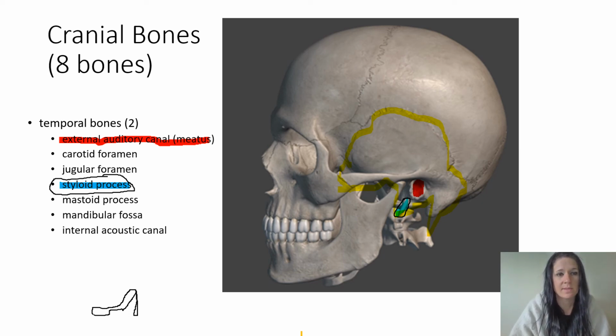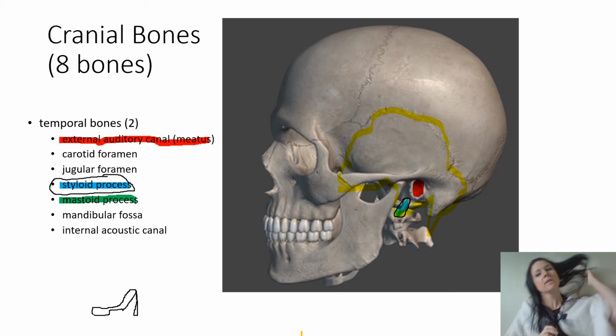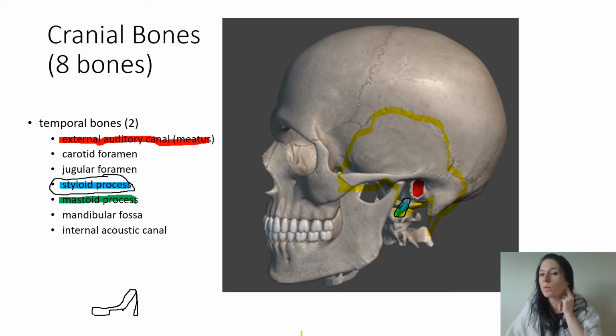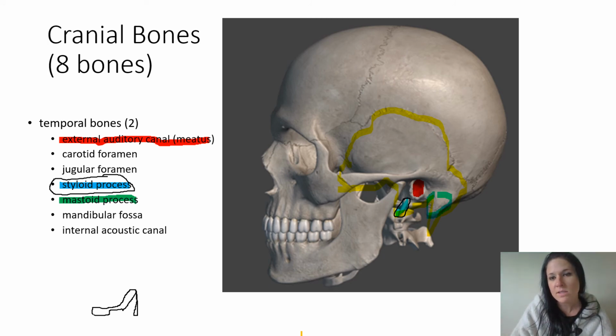Okay, and then next we have our mastoid process. So mastoid, think massive, and you can palpate this. If you go right behind your ears here and push up, there's going to be a really bony structure. That's your mastoid process. So we can circle that here. It's this really big bulbous structure posterior to the styloid process.